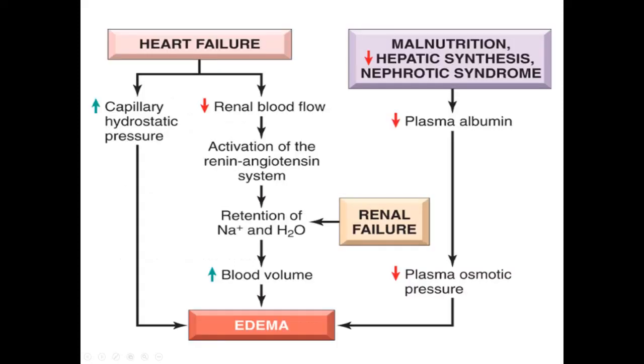Now, another flow chart for edema, which is taken from Robbins. There is heart failure leading to increased capillary hydrostatic pressure, marked with green arrow, leading to edema. And then heart failure also leads to decreased renal blood flow, marked with red arrow. This leads to activation of the renin-angiotensin system, which results in the retention of sodium and water, and this causes increased blood volume and edema.